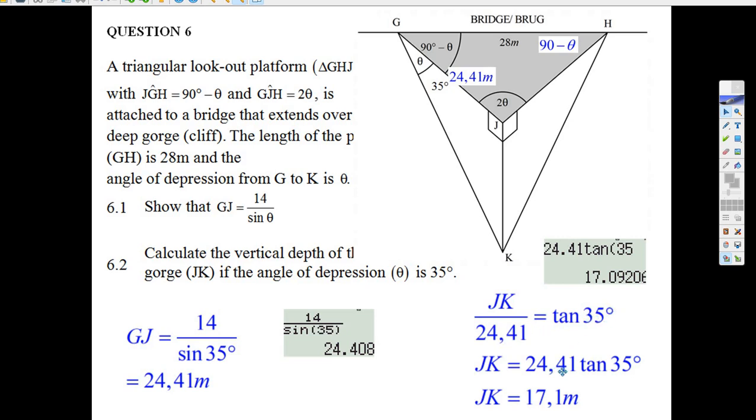Multiply by 24.41 on both sides. Put it in your calculator, and there it is, 17.09. Maybe I should have put that, but I rounded it up, 17.1 meters. And that seems to me to be the answer to 6.2. I had to figure out that little part and then just use SOHCAHTOA there, opposite over adjacent, tangent. And there you go.